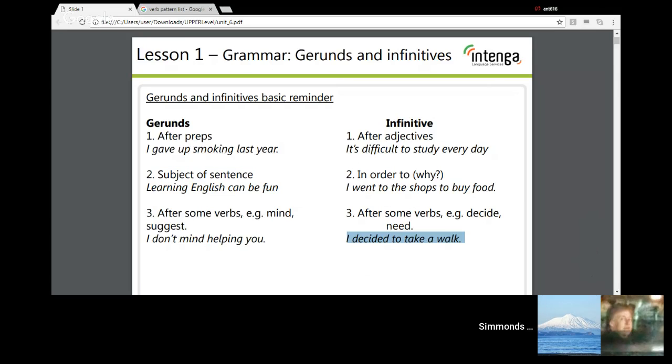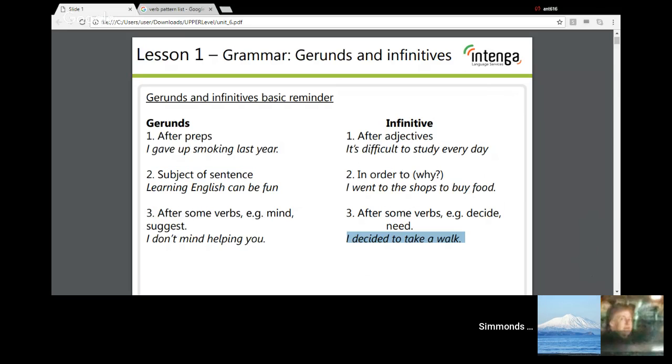However, when trying to use must in the past, we have to use had to. We can't say must in the past, as it's a modal verb, and it doesn't have any tense to it. It just tells you the possibility of something happening.